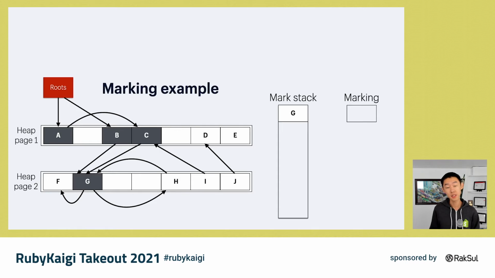We only have object G on the mark stack. Let's pop it. Object G has two children, objects F and H. Since both of these are unmarked, we mark both of them and place them on the mark stack. Let's pop object F from the mark stack. It has no children, so there's nothing to do. Let's pop object H from the mark stack. It has one child, object G, which is already marked, so we do nothing. Now that the mark stack is empty, it means that marking is complete.